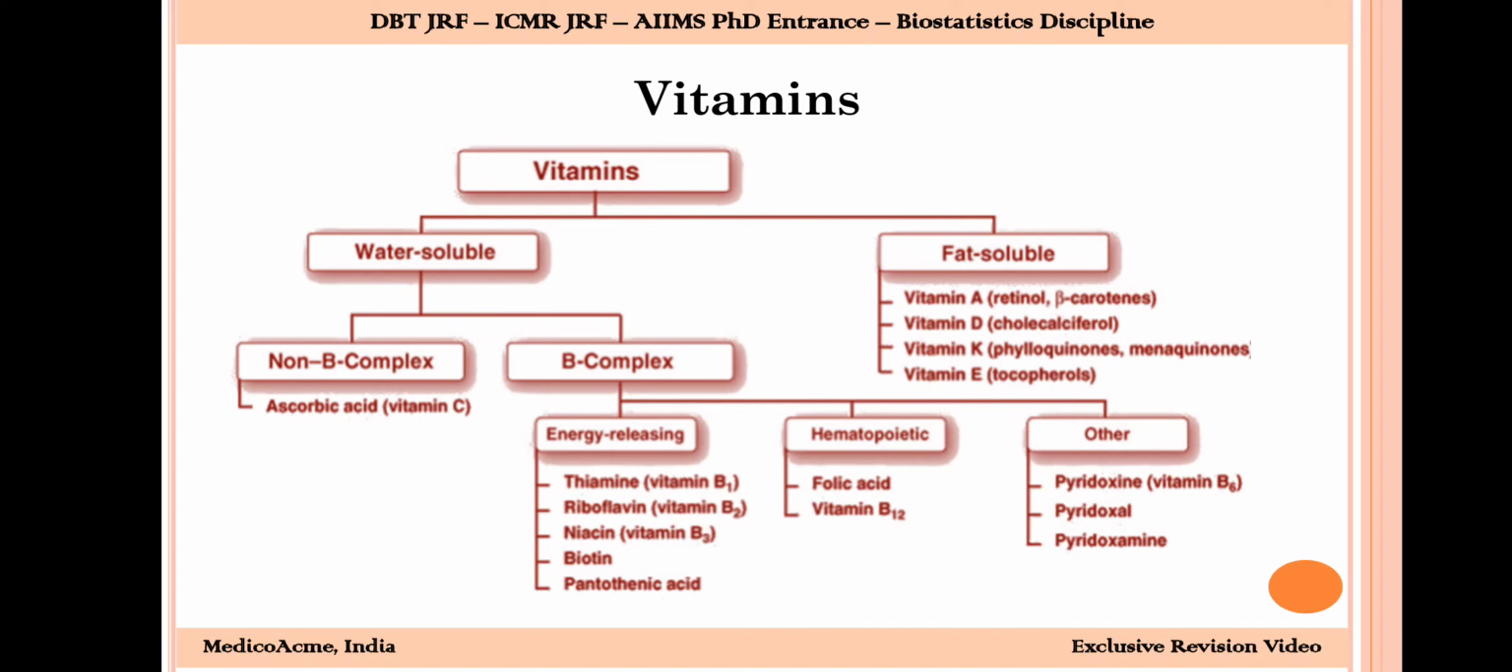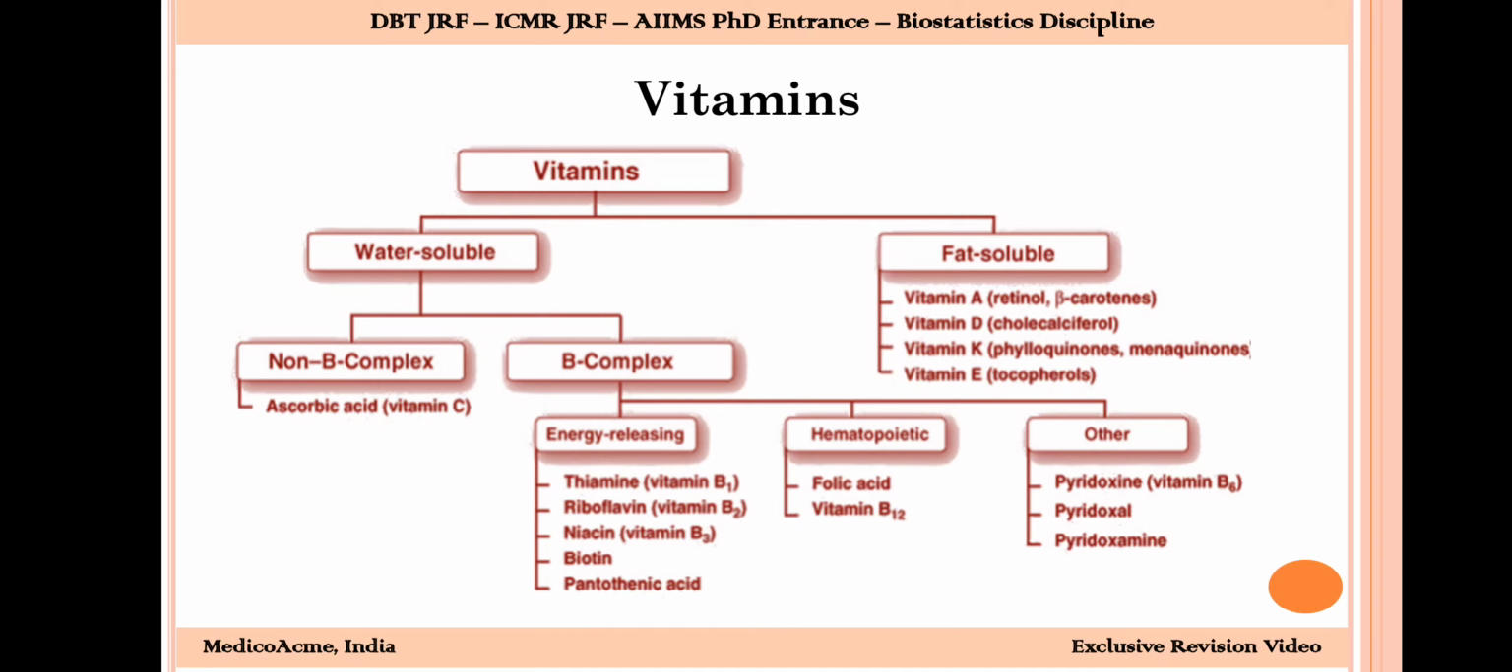The water soluble vitamins are the non-B complex and the B complex. In the non-B complex, there is ascorbic acid, that is vitamin C, and in the B complex there is thiamine, vitamin B1. Please remember the common names, again I am saying. Riboflavin B2, niacin B3, biotin B7, pantothenic acid B5. And in hematopoietic, it is folic acid and vitamin B12.